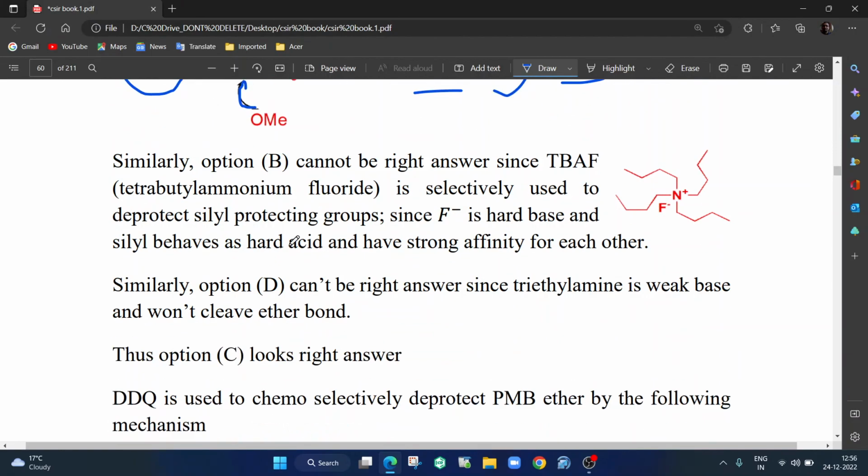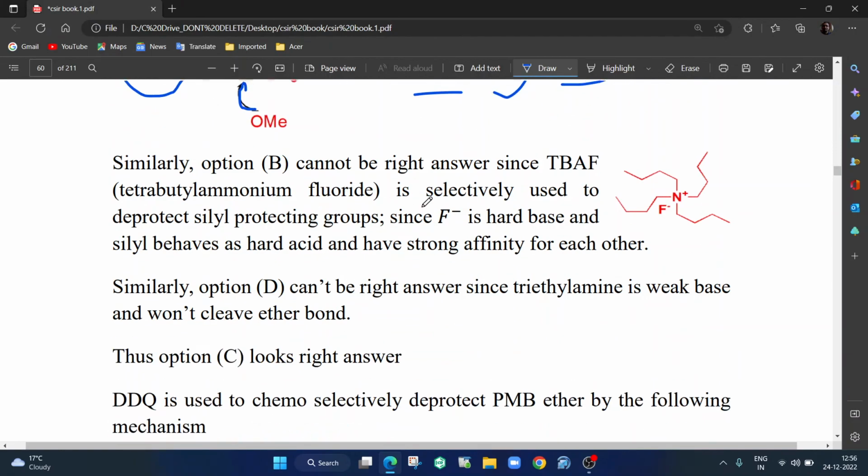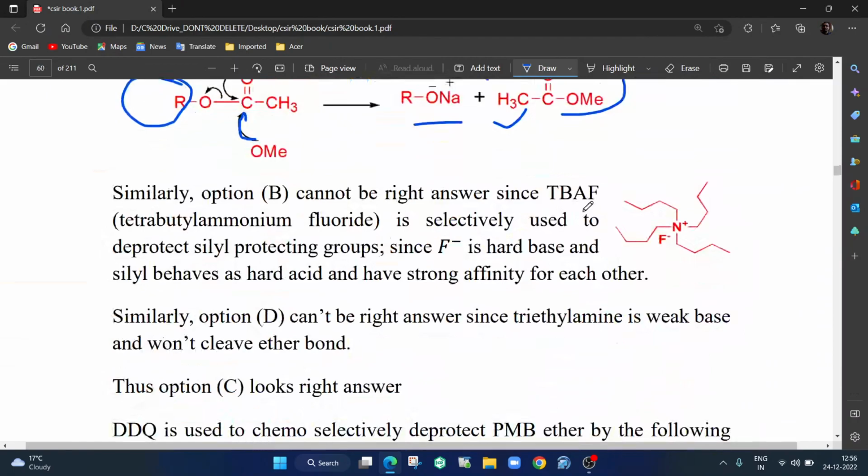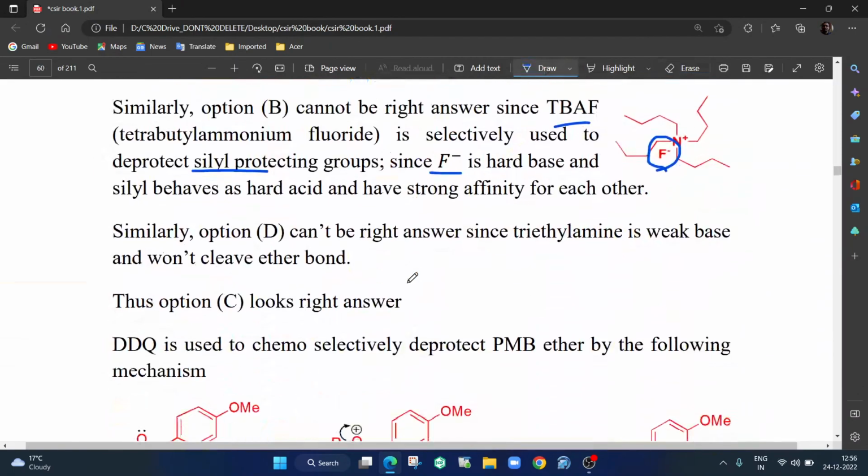Next is option B, which is TBAF, THF. TBAF is tetrabutylammonium fluoride. It is all about giving F minus. If I put sodium fluoride, it will not dissolve in organic solvent, so I will not be able to put F minus in the system. That is why we use an organic salt, so we are having F minus. Now, F minus is a hard base. It is all about charge interaction. If you had something like a silyl protecting group, silyl has a lot of positive charge because it is more electropositive than carbon, and so it would have been used. Here it does not look like it would remove any of the protecting groups which have been given. So option B is not the answer.